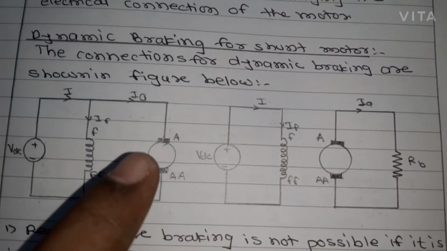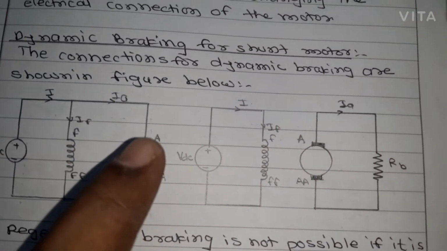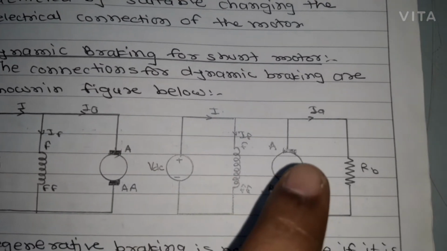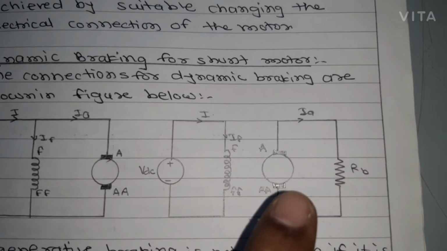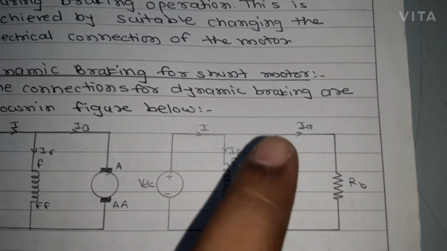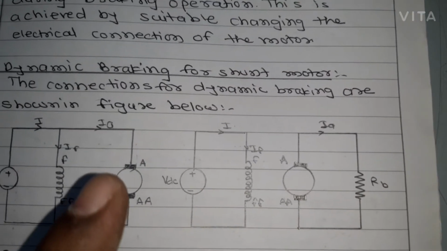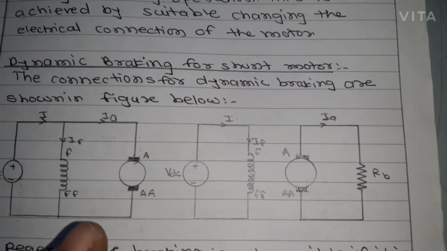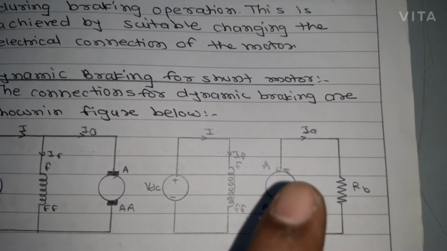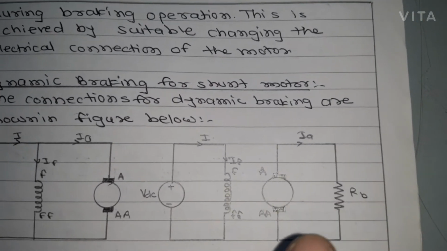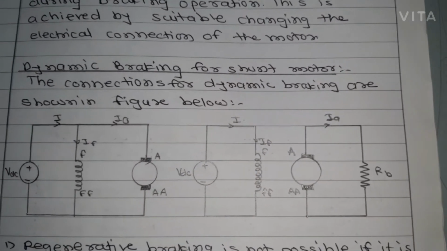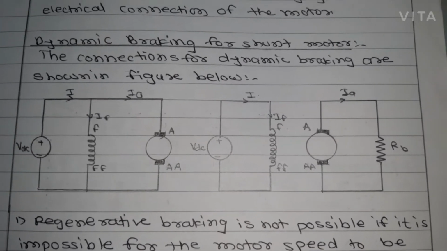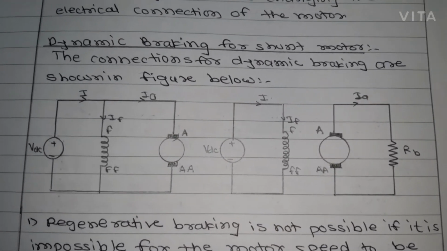Normally back EMF is opposite to V, meaning terminal A is positive and AA is negative. The same polarity will be there because the direction of rotation has not changed. So the current will be opposite to that of motoring. In motoring, IA enters A and leaves AA, whereas in braking, the current leaves A and enters AA. So the current has become reversed, and due to that there is braking. The torque will be reversed and it will act like a braking torque.